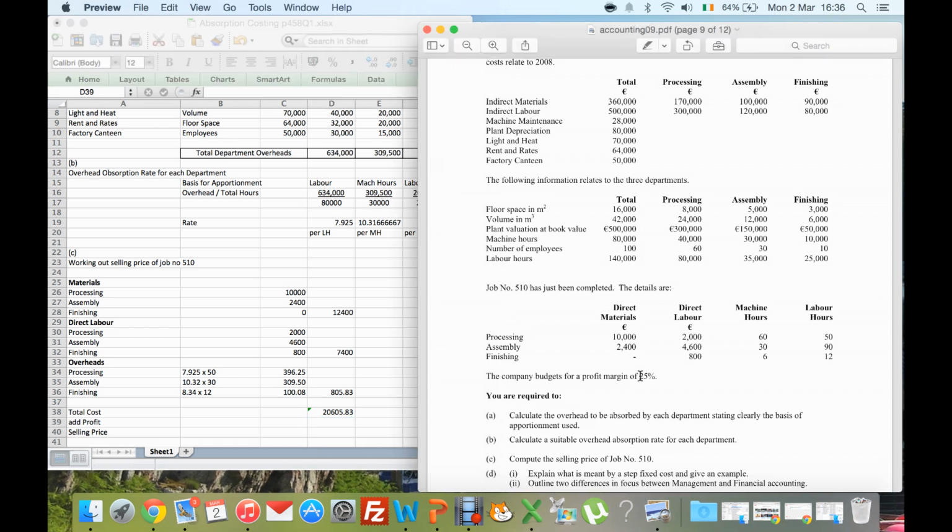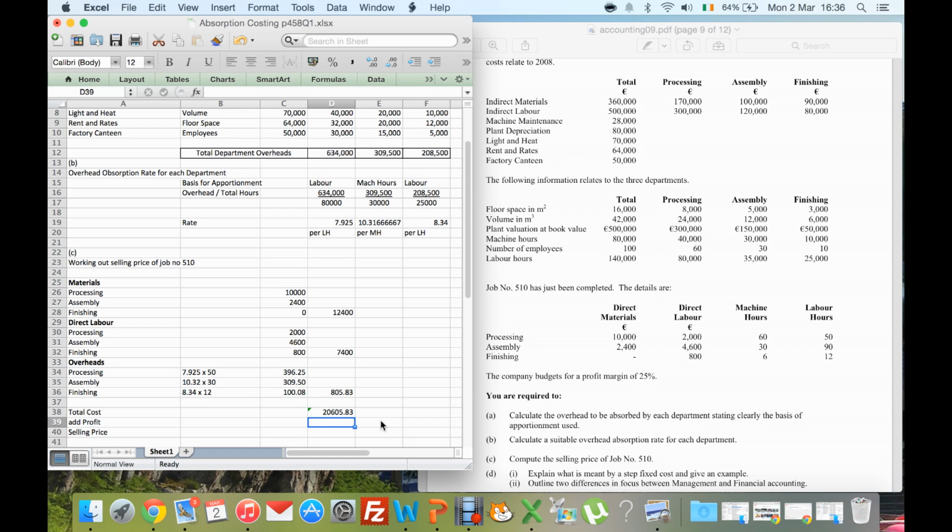It says we budget for a profit margin of 25%. Okay, so the profit is 25%. Because it's a margin, the profit is compared to the sales price. So sales is 100%, which means the cost must be 75%. So if I take this number here and divide it by 75, I get 1%, then multiply by 25 and it'll give me my profit. And my selling price is found by adding those two together.